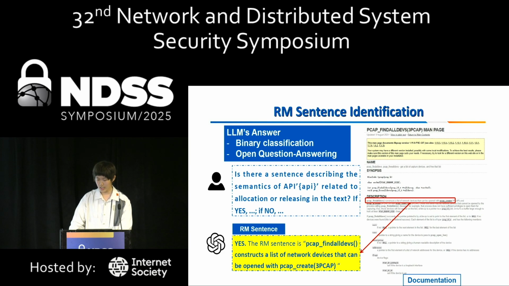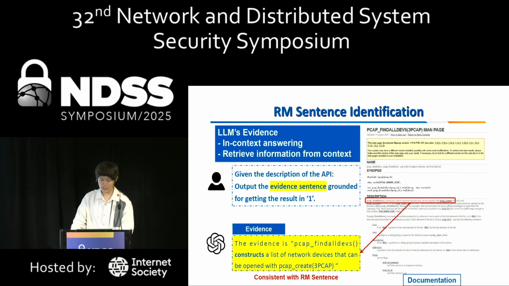Take the API PCAP find out DVS as an example. The documentation shown on the right contains lots of information: the API name, function definition, and a description with 20 lines or more, which are difficult for traditional NLP tools, even QA models, to pick the related sentences from. However, the LLM can precisely identify the RM sentences among all of the information.